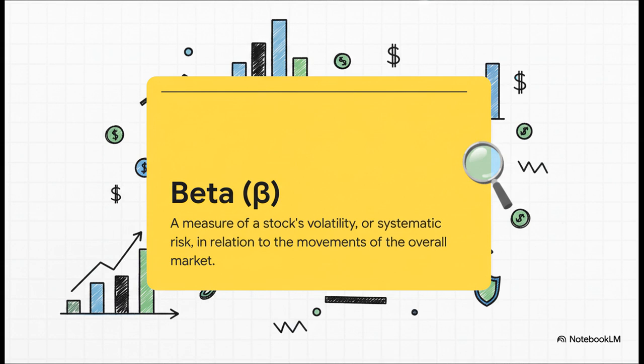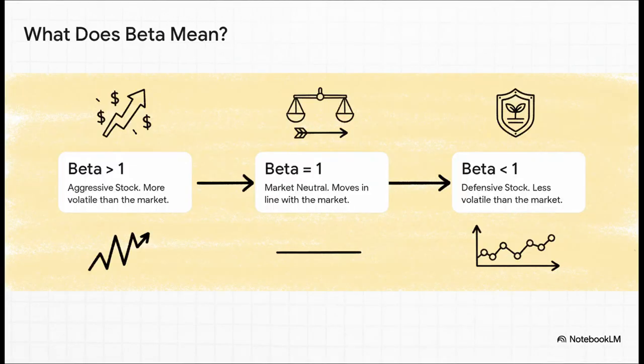It tells you exactly how much a stock tends to move when the overall market moves. It's a measure of sensitivity. And it's actually pretty easy to understand. By definition, the overall market has a beta of exactly 1.